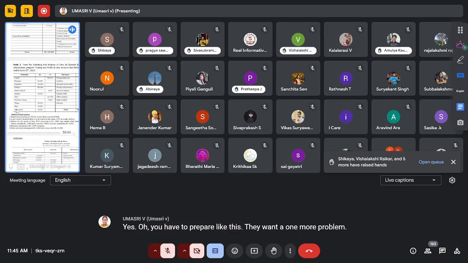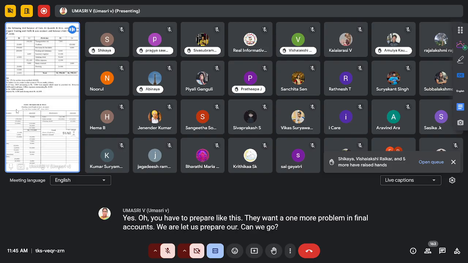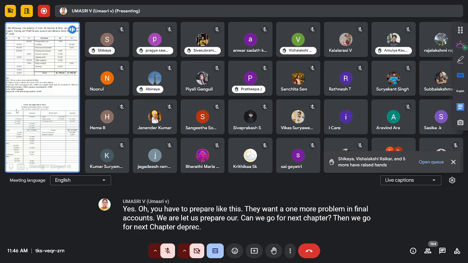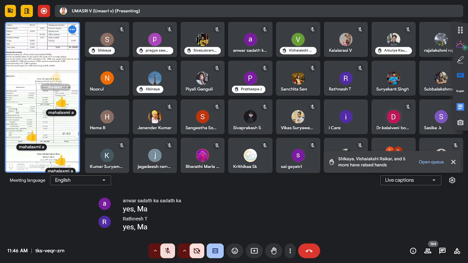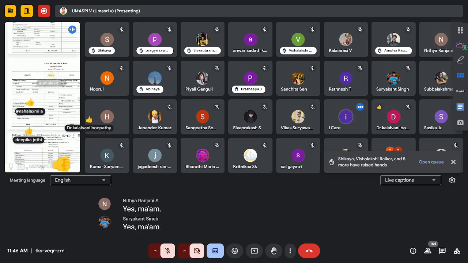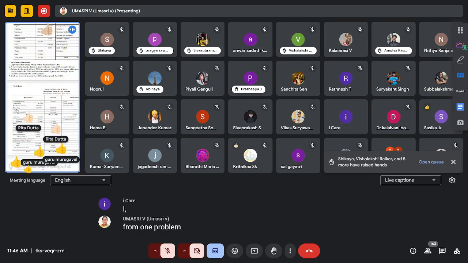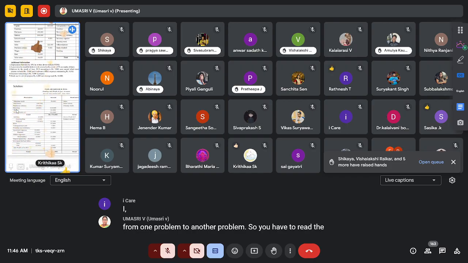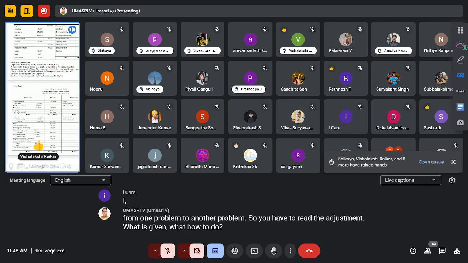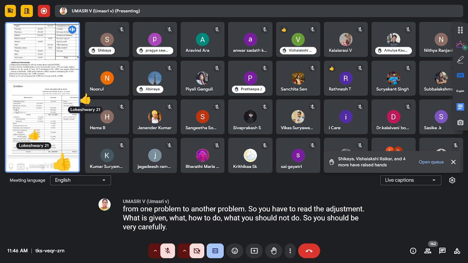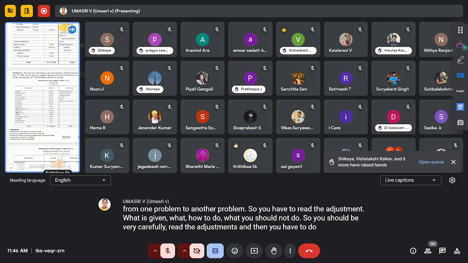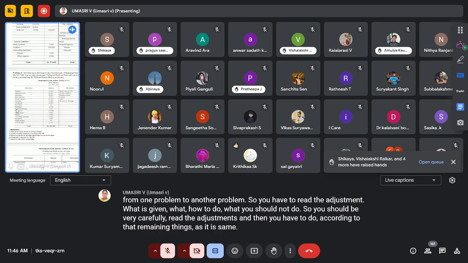Do you want one more problem in final accounts? Let us prepare, or can we go for the next chapter, depreciation? Yes, ma'am. The similar way, you have to prepare. Only the adjustments will vary from one problem to another problem. So you have to read the adjustment, what is given, what you have to do, what you should not do. You should read the adjustments very carefully, and then do according to that. Remaining things are the same. Okay.